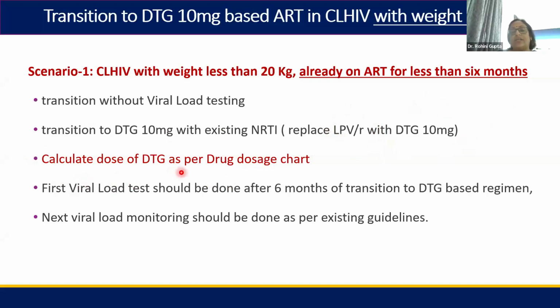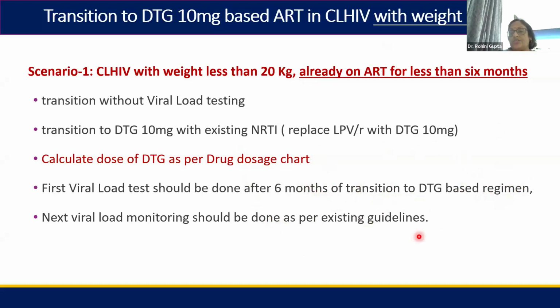The calculation of DTG is as per the drug dosage chart, and it has to be given once a day. The first viral load will be done 6 months after the day the DTG-based regimen has been started, and not the day the child was started on the previous ART regimen or the date of ART initiation. The reason is that we have transitioned to a DTG-based regimen, and we would like to know, after 6 months of starting DTG-based ART regimen, what is the viral suppression? So the first viral load will be done 6 months after transition.